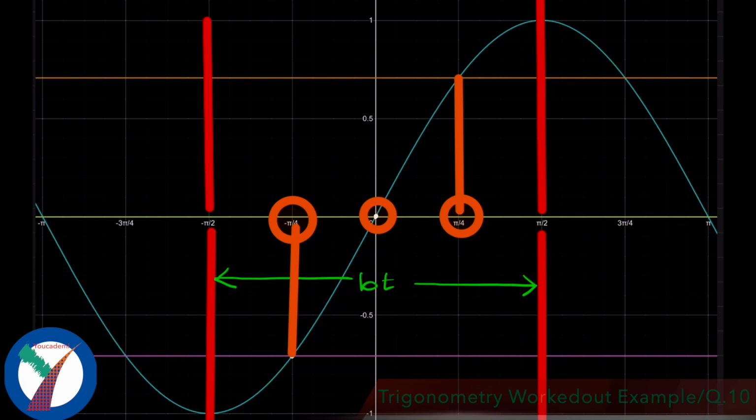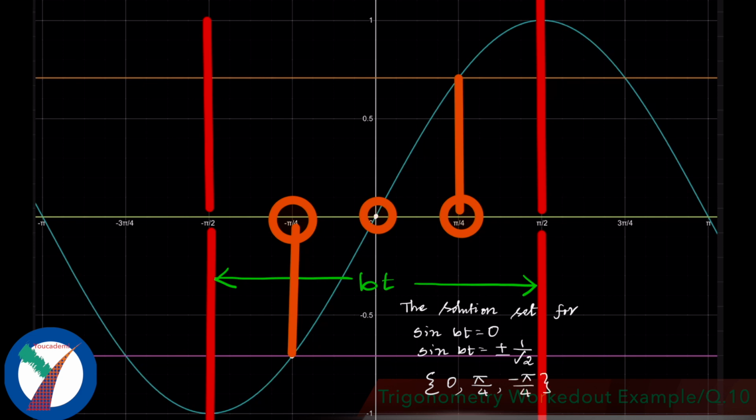Let me write down the general solution here. The solution set for sine bt equals 0 and sine bt equals plus or minus 1 divided by square root of 2 is 0, pi by 4 and minus pi by 4. So this is the answer for our question number 2. Let's return to the whiteboard.